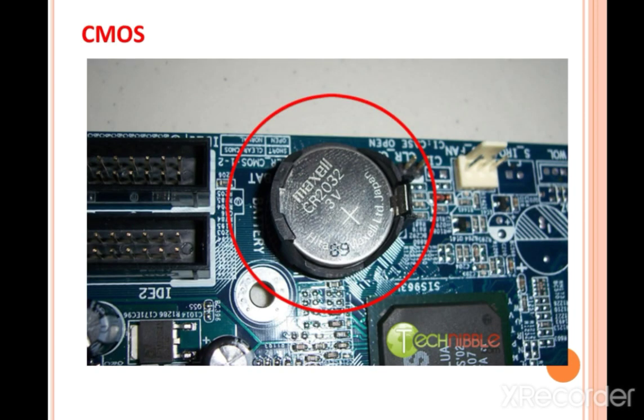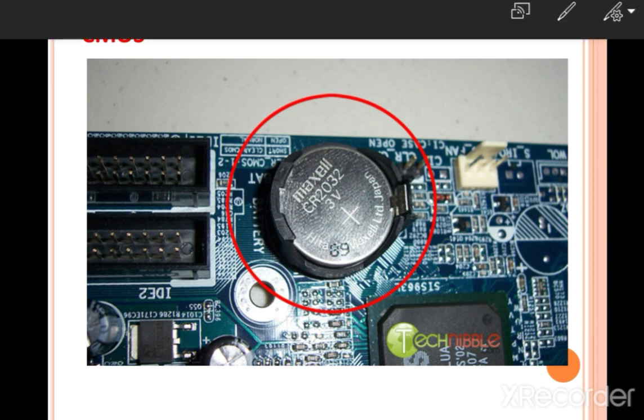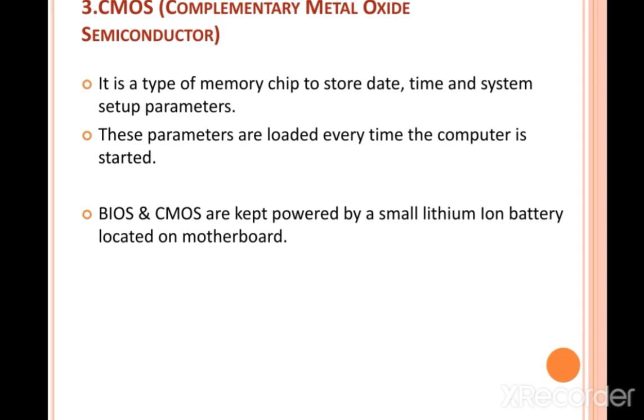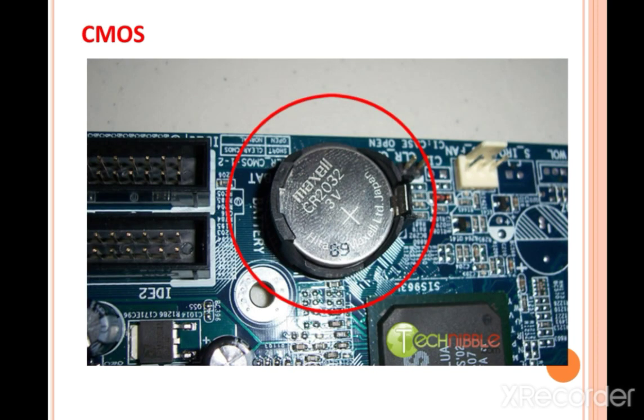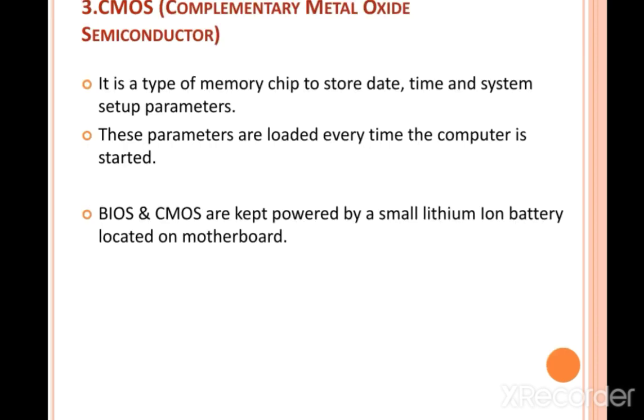See, small lithium battery located on the motherboard. CMOS is nothing but a type of memory chip used to store date, time, and system setup parameters. These parameters are loaded every time the computer is started.